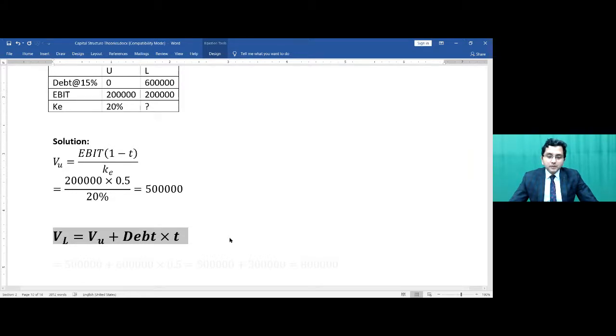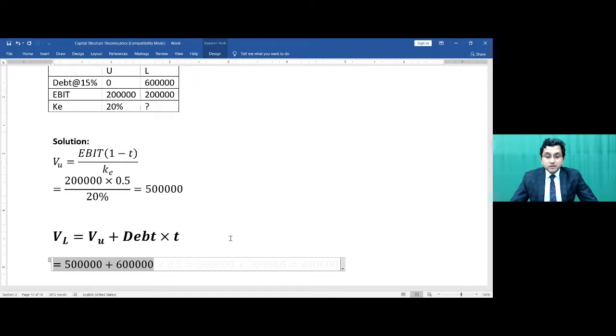The value of the levered firm is equal to the value of the unlevered firm. Without tax, VL and VU were the same. VL is equal to VU, but with tax, it will become plus the amount of debt multiplied by the tax rate. So here the value of the unlevered firm is 5 lakh as calculated in the above step, plus the loan amount of 6 lakh multiplied by the tax rate. It's not 1 minus tax rate, it's the tax rate, which is 0.5.